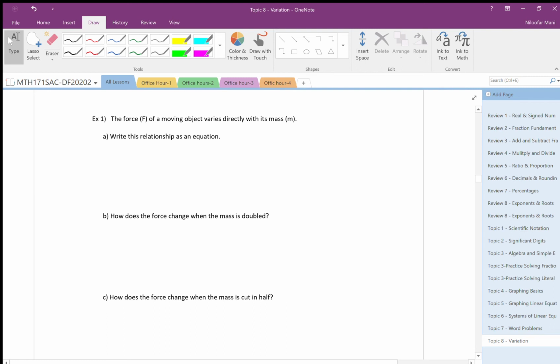Okay, so force F. Write the relationship as an equation. So F varies directly with m, F alpha m. Okay, how do you write it as an equation? F = km. Maybe we know k, for example in physics, has a name, has another symbol. But remember, when I say vary directly, vary indirectly, I keep it constant.